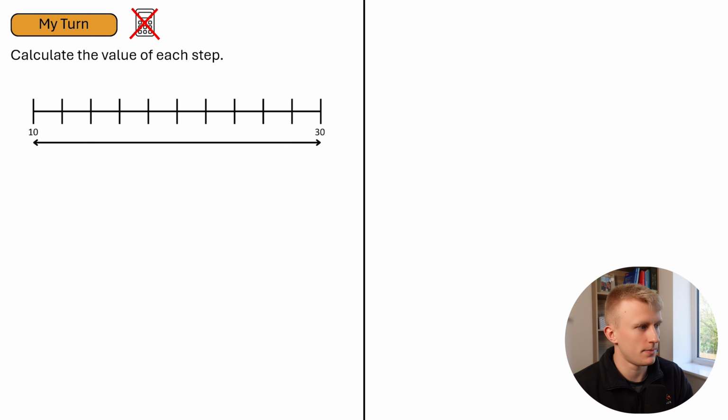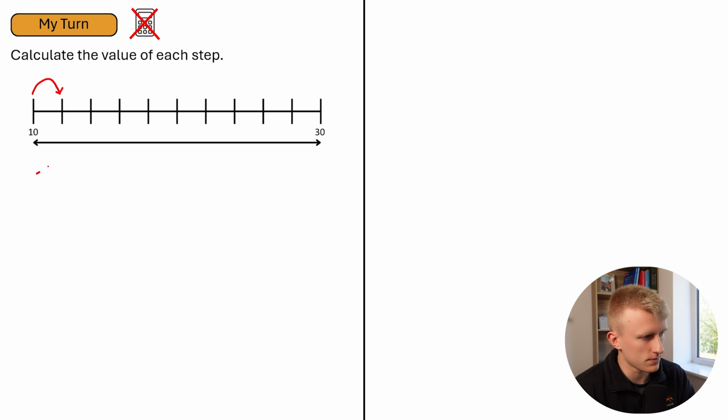Let's look at our first example. It says calculate the value of each step. And when it's talking about a step, it just refers to one of these. To work out the value of each step, we want to take the interval, so that is from 10 to 30, and we want to divide that into how many equal steps we've taken.